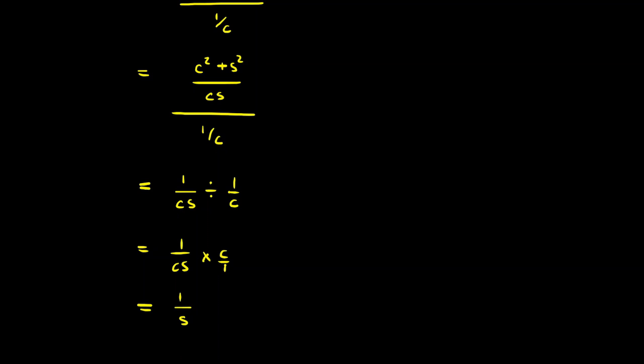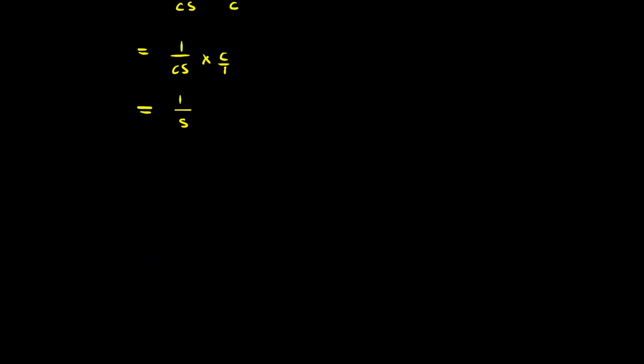We're going to be left with 1 upon sine. And 1 upon sine is the definition of cosec. Okay, and that's our answer. We've demonstrated our identity.